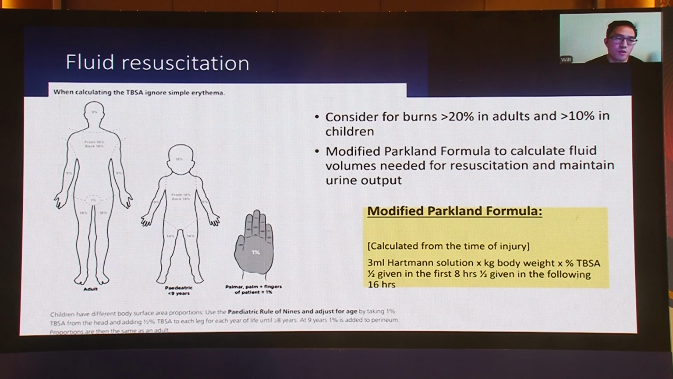So 9% for each upper limb, 18% for each lower limb, 18% for the front and back, 9% for the head, and 1% for the palmar region of hands and fingers. So this is the modified Parkland formula, using Hartmann's solution, to calculate how much fluid resuscitation is required.